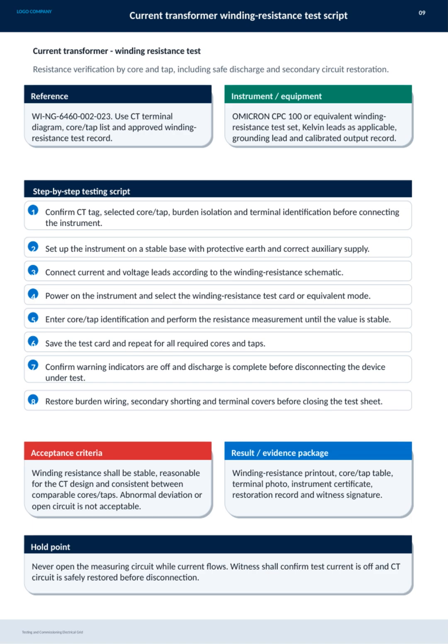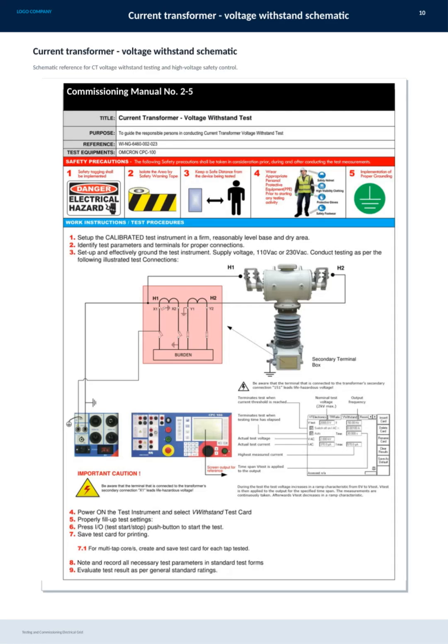to maintain thorough documentation. Here we have the schematic for the current transformer voltage withstand test, which is crucial for ensuring the transformer's ability to handle high voltages safely. This diagram serves as a reference for both the voltage withstand testing process and the associated high voltage safety controls. Following this schematic precisely is essential during the testing and commissioning of the electrical grid to maintain system reliability and operator safety. This information is detailed further in Commissioning Manual number 2 to 5 for your guidance.